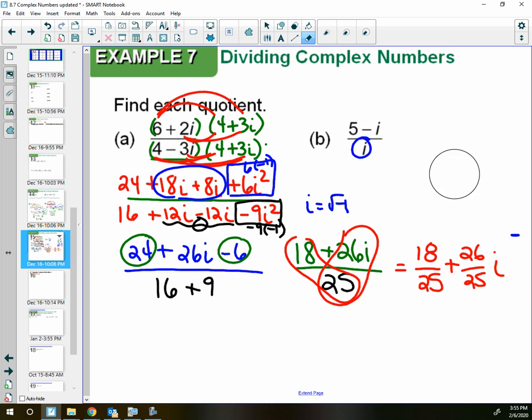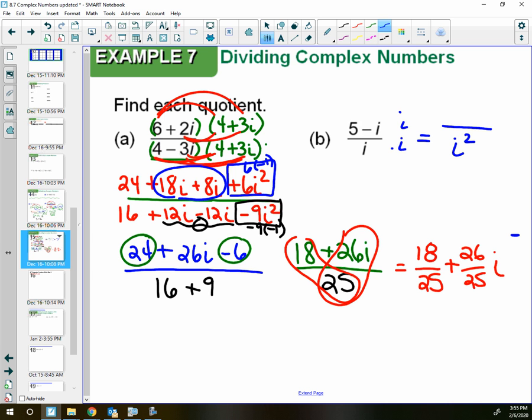So in this situation, remember, I is the square root of negative 1. So if I multiply it by itself, then I'm going to be able to see what that value is, so I can actually solve for those numbers. So we're going to multiply top and bottom by I. So in the denominator, that gives us an I squared. And then in the numerator, I'm going to go ahead and multiply that through. So that would be 5I minus I squared.